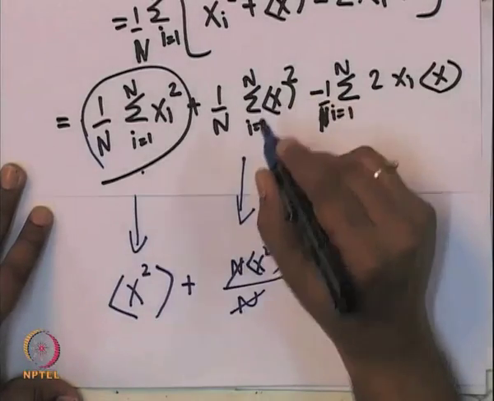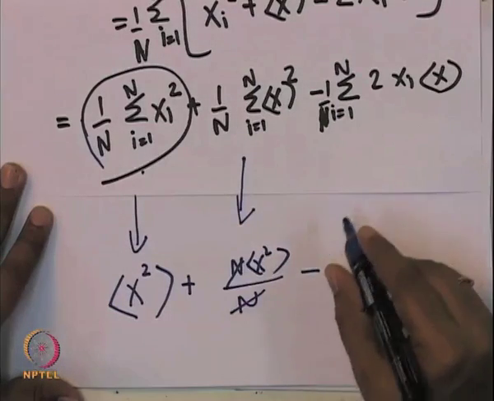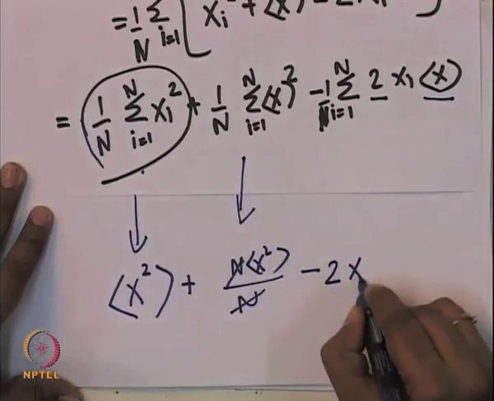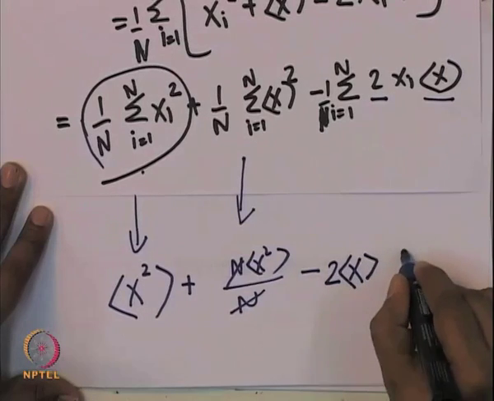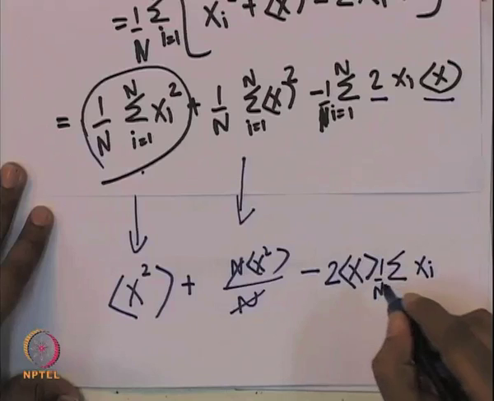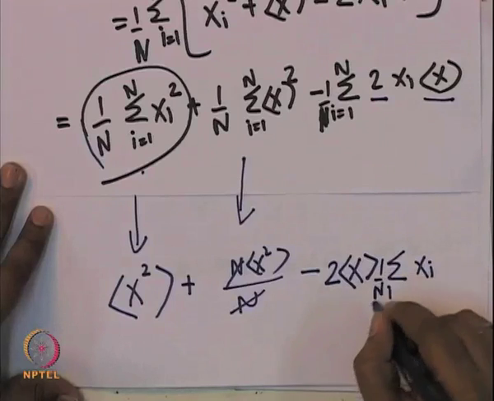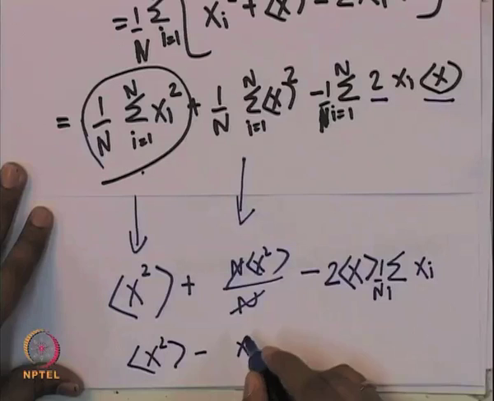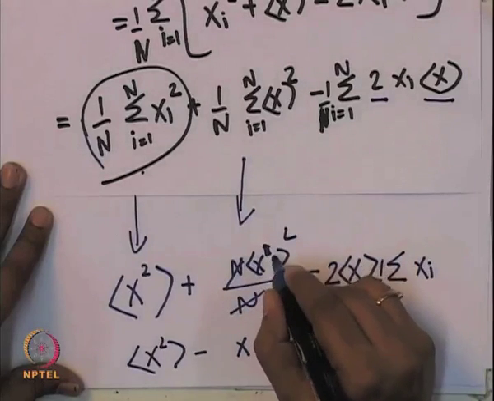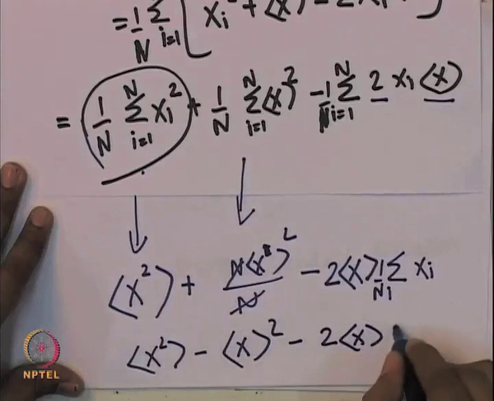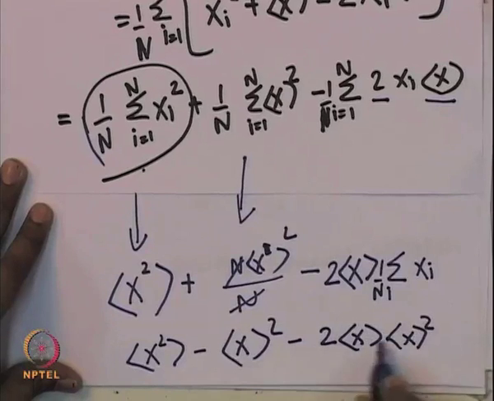Do this carefully by taking some example. And minus, if you do this, x average is a constant, 2 is a constant, so you can take 2 x average outside, and then what you have is the sum over i of xi times 1 over n. So this is nothing but again x average. So what you have is x square average plus x average square minus 2 x average into x average. So this is again x average square.